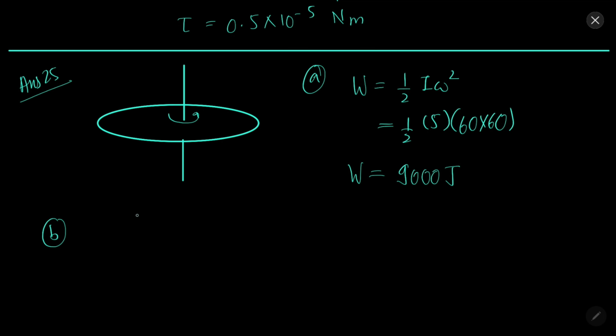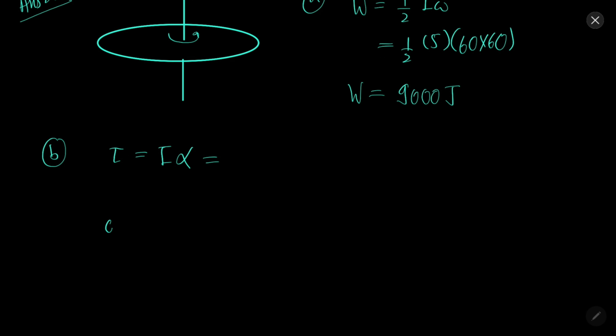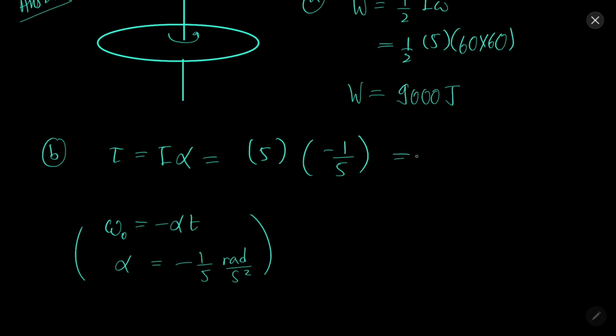Next, torque by frictional force. It will be I alpha. Alpha can be obtained by this formula, omega naught minus alpha t. From this, alpha will be minus 1 by 5 radian per second square. So 5 into minus 1 by 5 will be 1 Newton meter, opposite to the rotation of the wheel, because the wheel is moving clockwise and the torque is anti-clockwise.